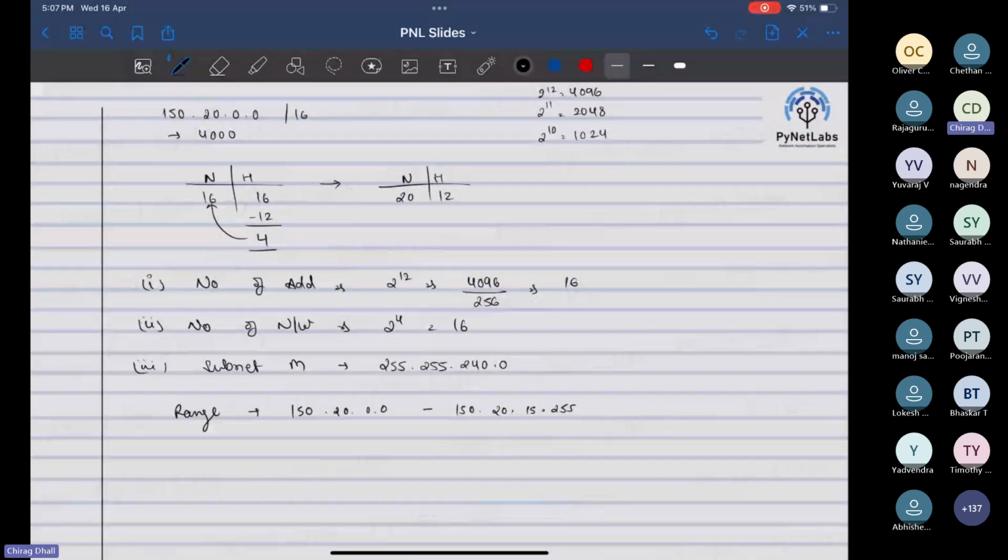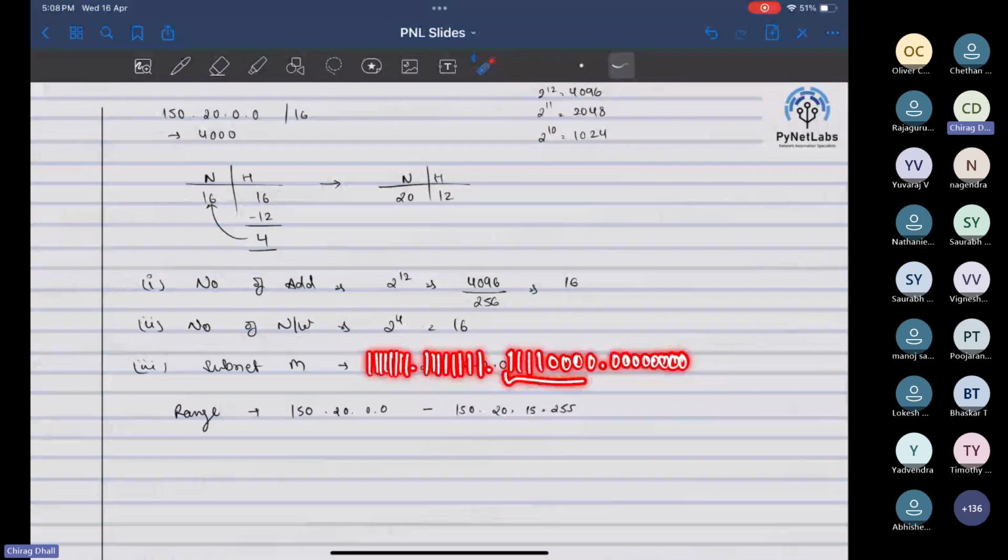How we got 240? Ravi, try to calculate it by yourself. There are how many bits? 20 bits in the network part. So 1, 2, 3, 4, 5, 6, 7, 8, 9, 10, 11, 12, 13, 14, 15, 16 dot 17, 18, 19, 20, 0, 0, 0, 0 dot 0, 0, 0, 0, 0, 0. If you try converting this into decimal, you will get 240 by putting it into the master formula.